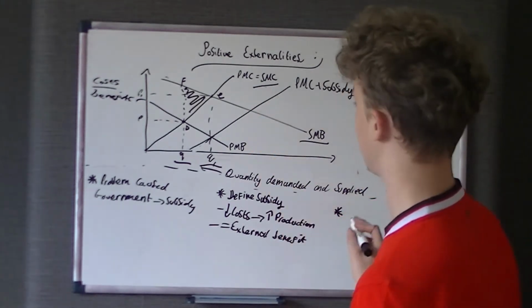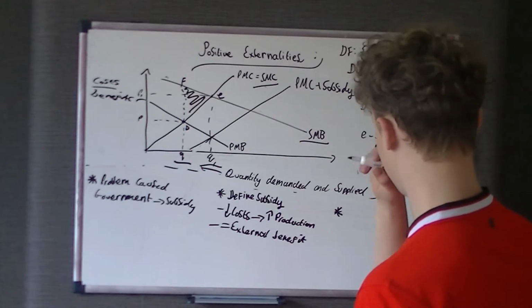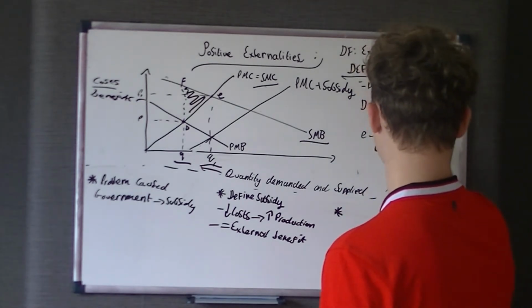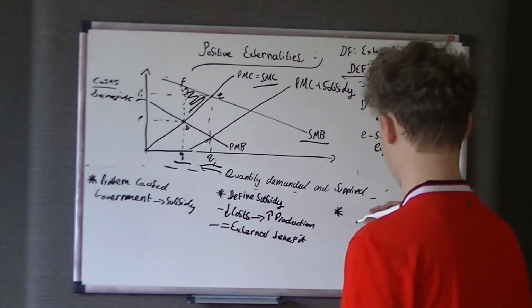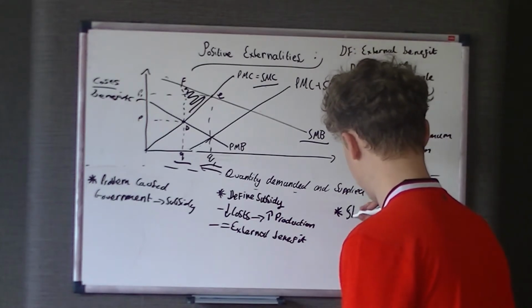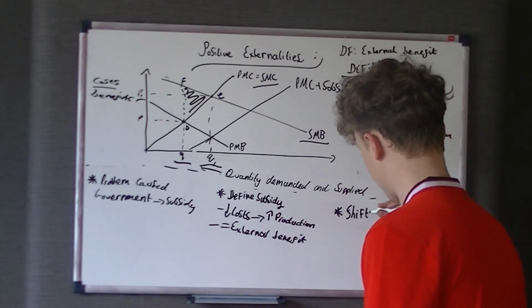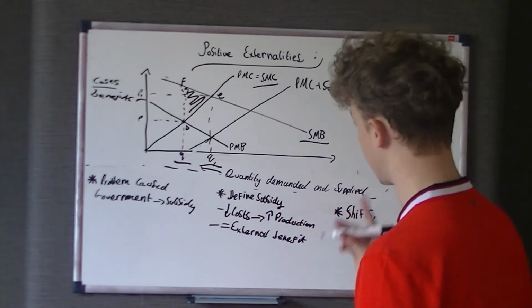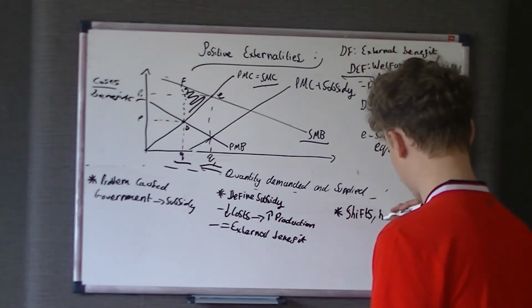So the private marginal cost curve shifts to the, you could call it PMC1. So it shifts, and by how much. So we talk about the shifts. So it is quite similar. So it talks about the shifts, how much.